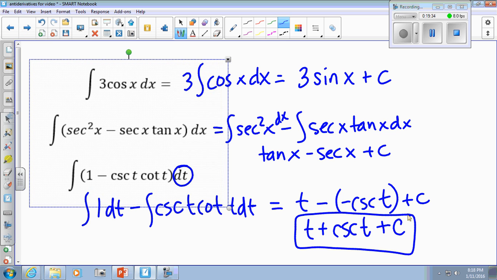Again, the trig integrals will need to be memorized as well as your basic rules for integration. If you had questions on any of these examples, any steps that I skipped that you're not sure about, put a question mark in your notes and then ask me about them in class.